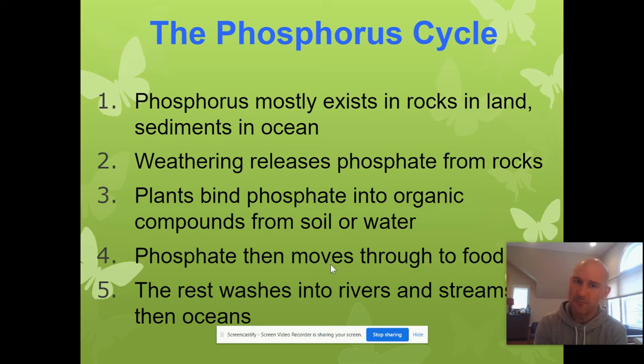Why do we need phosphorus? Well, we need it for ATP, adenosine triphosphate. We need it for DNA. We need it for RNA. So key components of nucleic acids.